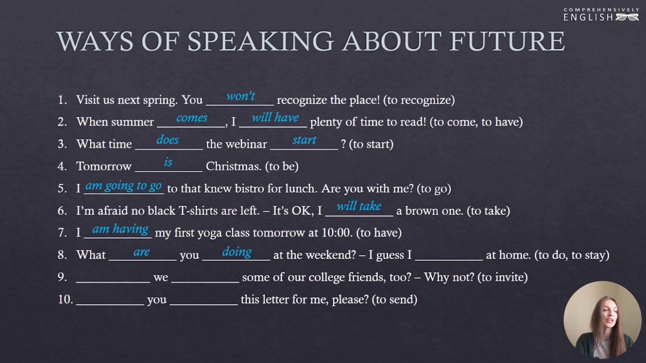What are you doing at the weekend? What are your plans again? We're asking about somebody's plans. So we are doing that in the present progressive tense. And the answer is in the future simple here because the person guesses. He or she doesn't know for sure. I guess I will stay at home.